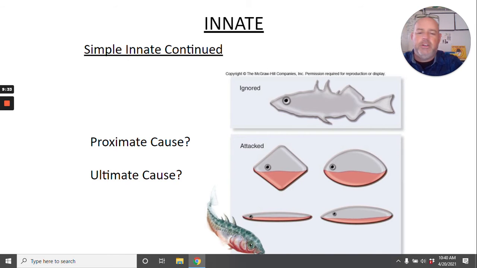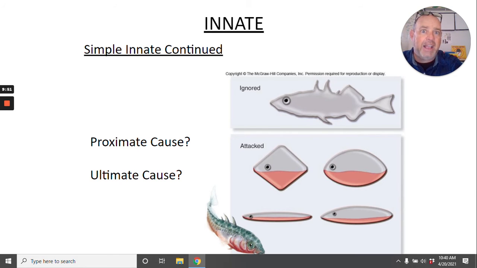Another simple innate one, you see this fish down the bottom. That fish is called a stickleback. It's a famous kind of research project that was done. They're pretty aggressive, the sticklebacks, toward each other even. And so they put a fake stickleback in the tank. You can see the top picture there.